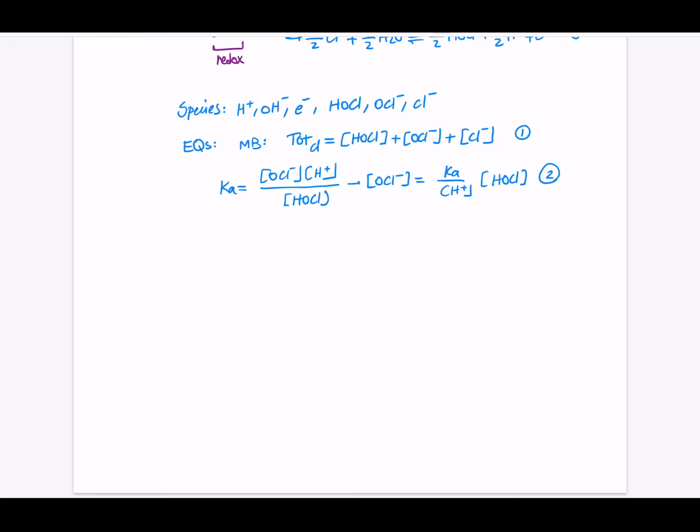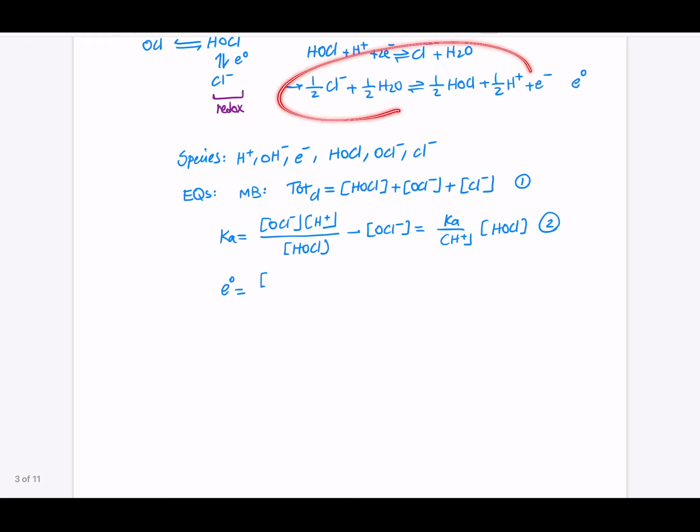And then to get rid of Cl minus, just relying on this specific reaction, the standard reaction has to be written: HOCl half, then H plus half, and then electron, and then Cl minus half.